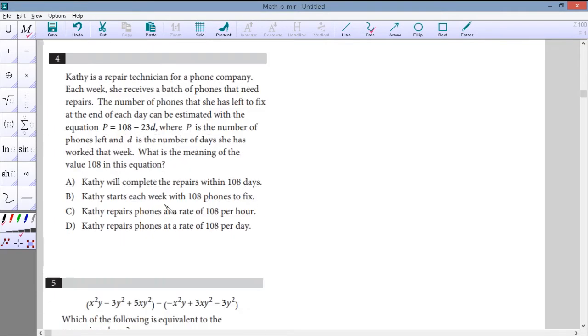C. 4. Cass is a phone technician for a phone company. The number of phones that she has left to fix at the end of each day can be estimated by the equation. P is the number of phones left and D is the number of days she has worked that week. What's the meaning of the value 108 in this equation? Let's think a little. If D equals 0, that means P is equal to 108. So at the start of the job, she needs to fix always 108 phones. Start of each week with 108 phones to fix. B.